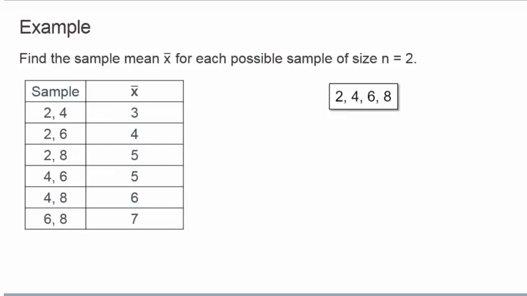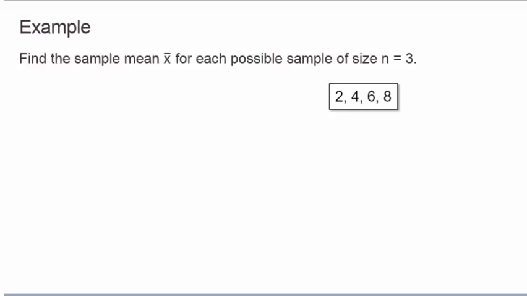So we now have a table of each sample and its mean. Again, we have a number line from 1 to 9 representing our sample mean. We have 1 dot over 3, 1 dot over 4, 2 over 5, 1 over 6, and 1 over 7.